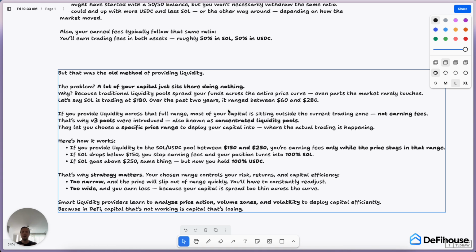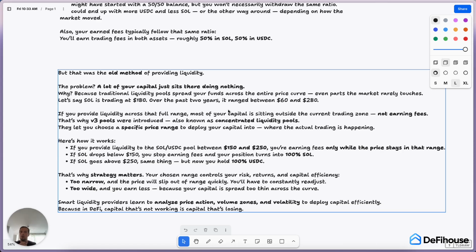So this is way more efficient than just deploying into the full range, no matter the price curve, and basically holding the money in without making it work efficiently. But there are two things to know: if Solana drops below 150, for example, you stop earning the fees because the price is now outside of your specified range.